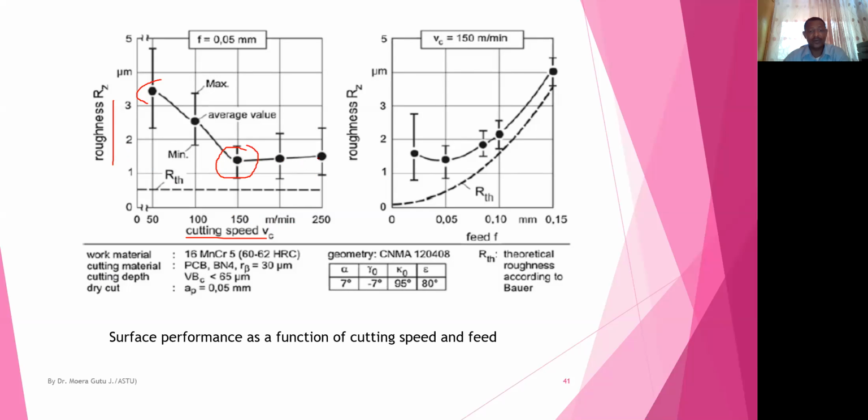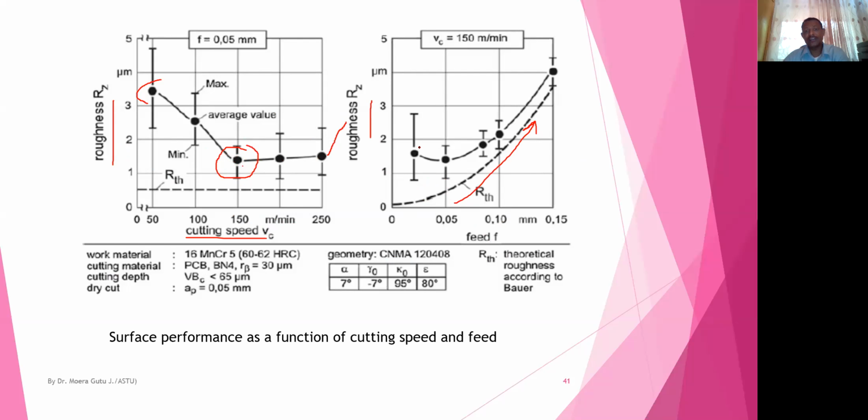And as you keep on increasing, again, it is going to raise or increase the surface roughness. So this value is the optimized value. And it depends also on different material properties. Here also you will see that as the feed increases, the roughness of the material increases. The material loses its smoothness as you increase the feed.